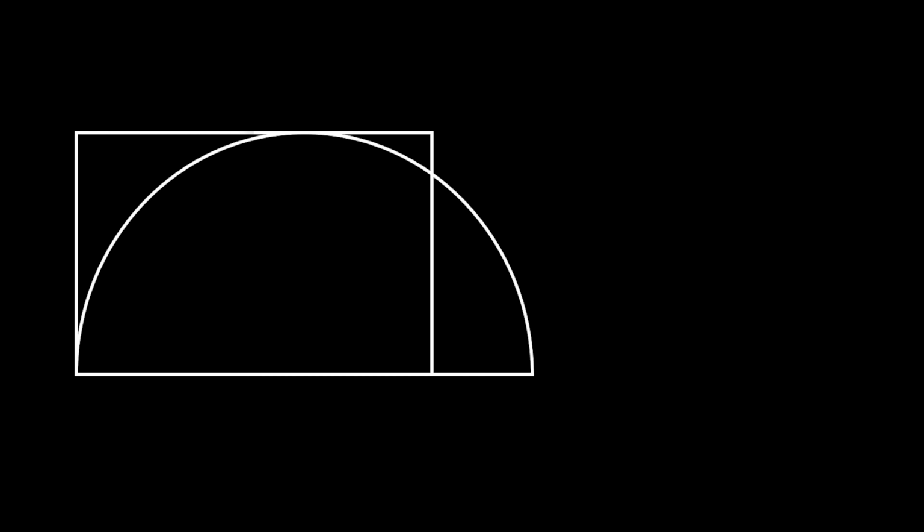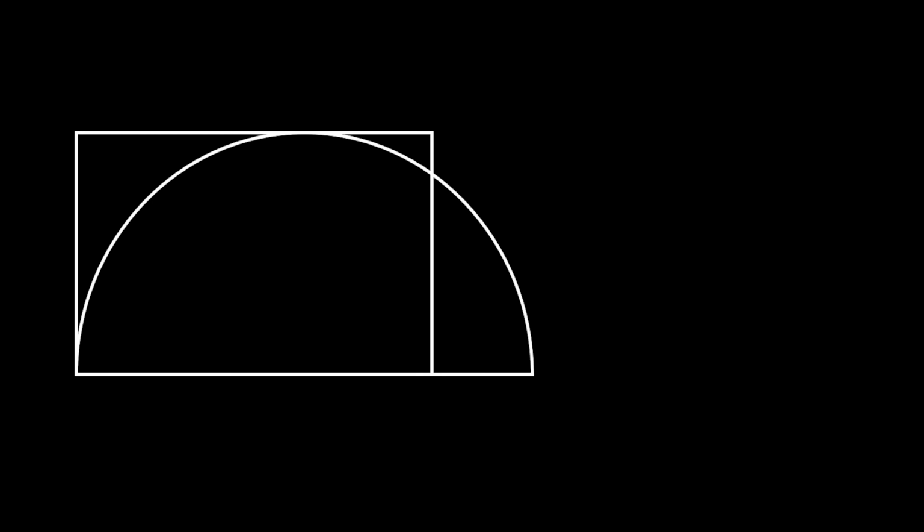Let's start with a half circle, and then from its diameter let's construct the rectangle so that its left corner is touching the left corner of our half circle and its upper base is touching the highest point in the arc of our half circle, just as shown in the sketch.